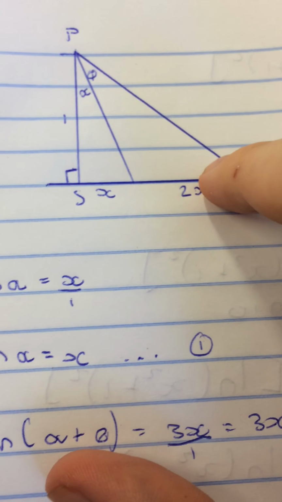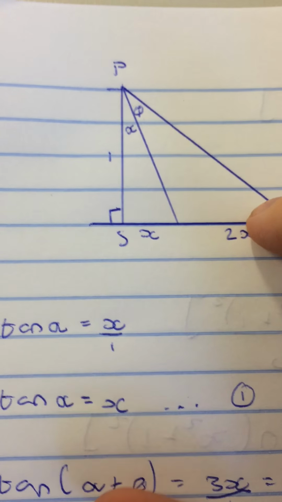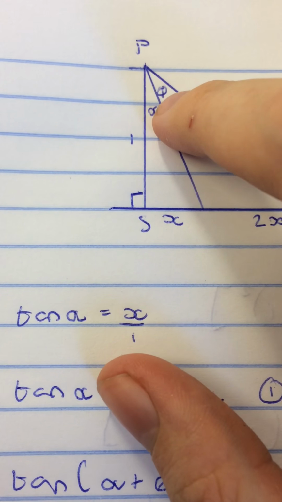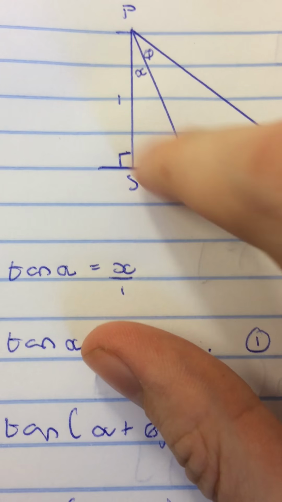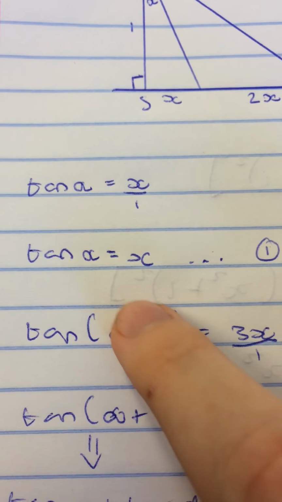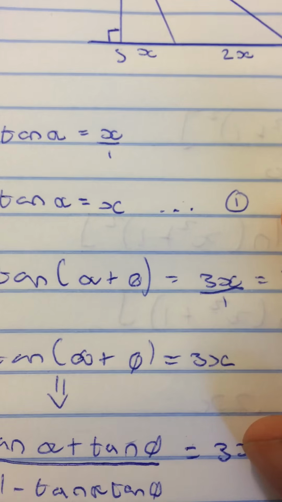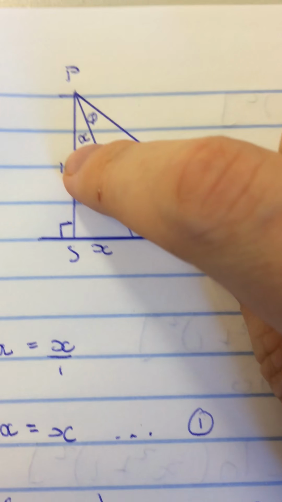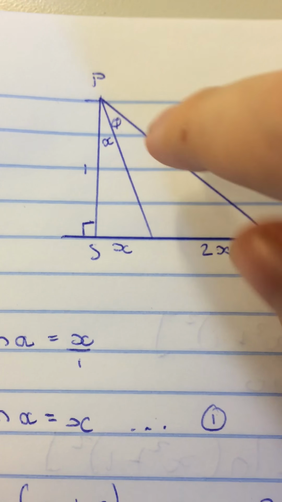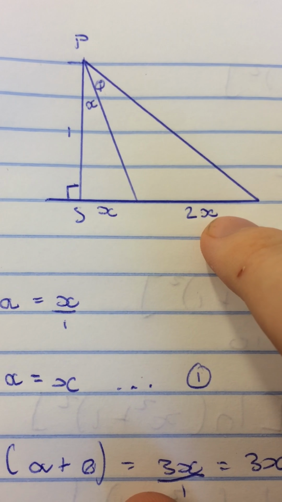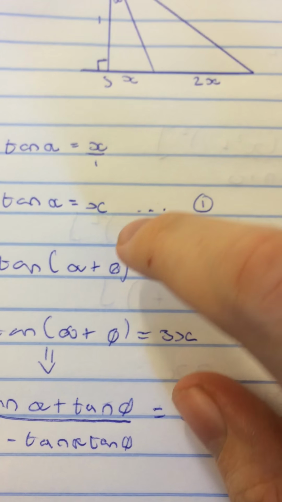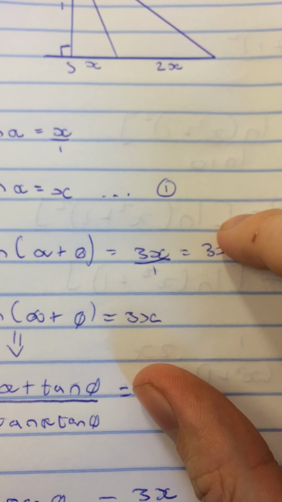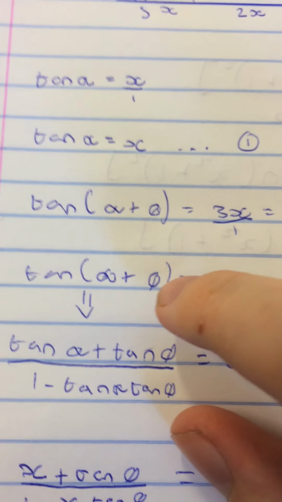The hint they've given us is to maximize tan theta. So I've made this angle equal to alpha, and then you can tell that tan alpha is equal to x over 1. So tan alpha equals x is your first equation. For the second one, tan of alpha plus theta, this entire angle, is going to give you this entire length over 1. So tan(alpha plus theta) is equal to 3x over 1, which is equal to 3x. That's our second equation.